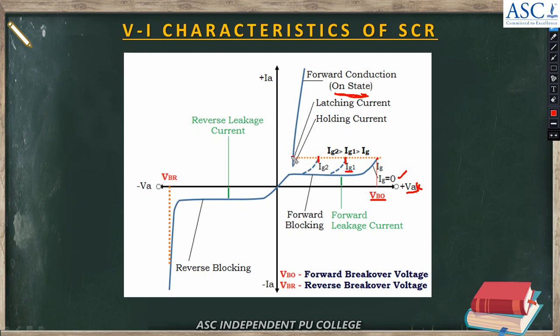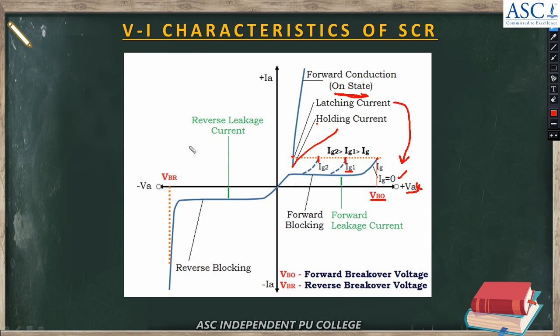This point we call the latching current, and this we call the holding current. Latching current is the minimum anode current required to turn on SCR when gate current equal to 0. Holding current is the minimum anode current required to keep SCR on when gate is applied. That we call holding current. These two are very important. In the examination they will ask for 1 mark.